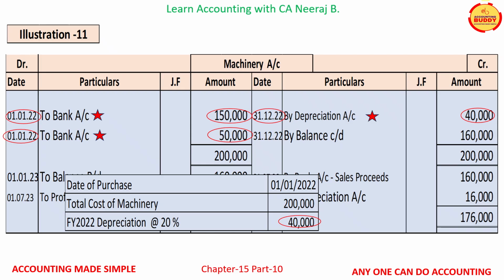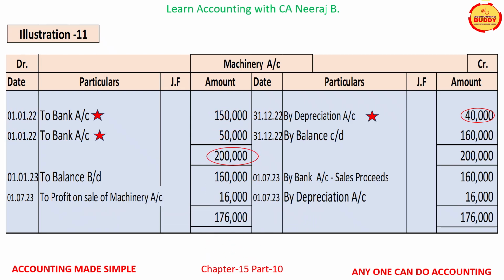Now, when from the debit side total of $200,000, the transactions on the credit side are deducted, we are left with a closing WDV balance of $160,000, which is recorded on the credit side of the machinery account as on 31st December 2022 by writing the words by balance carried down. Thus, the machinery account for the financial year 2022 is said to be balanced.